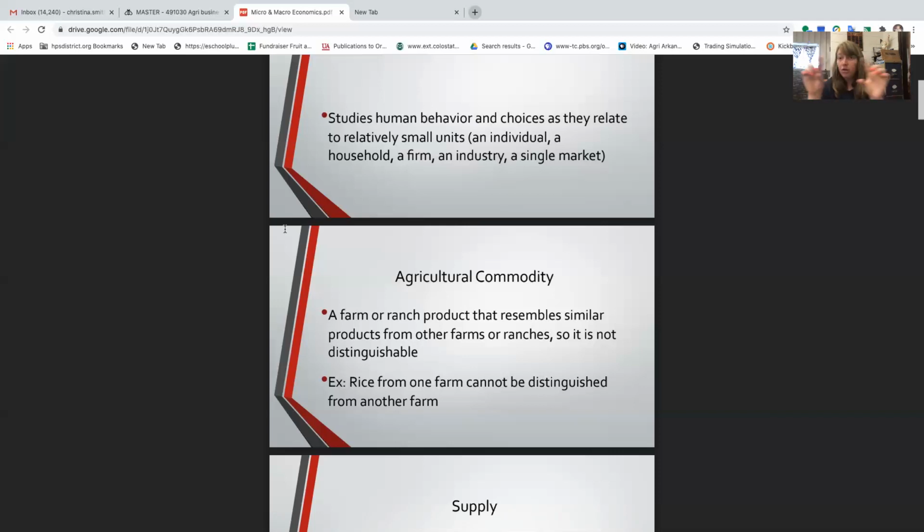Okay, it's labeled on the package, number one. And number two, does the Rice Krispie treat that your mom makes taste different than the Rice Krispie treat that your mom makes? They do, right? They just taste different. If you were both growing rice, would you really notice a difference? Probably not, but you do on that. That's the difference in commodities, whether or not you can tell the difference and that it was grown on a farm. Farm or ranch products that resemble each other.